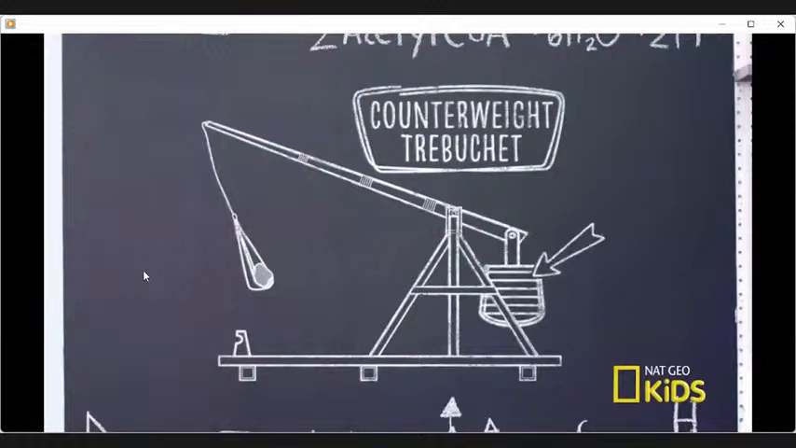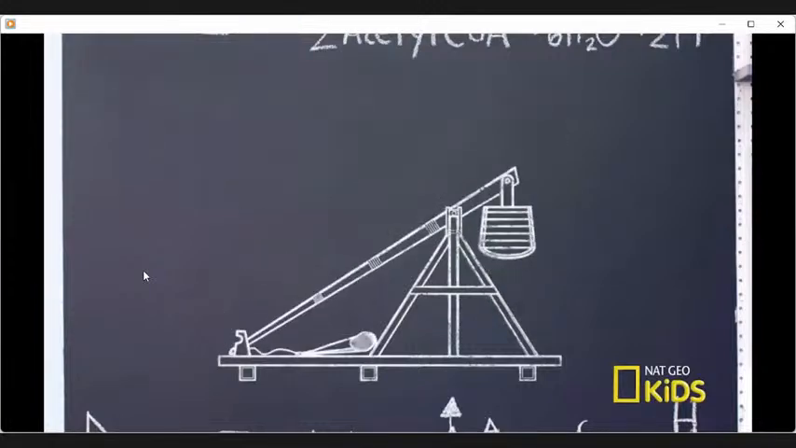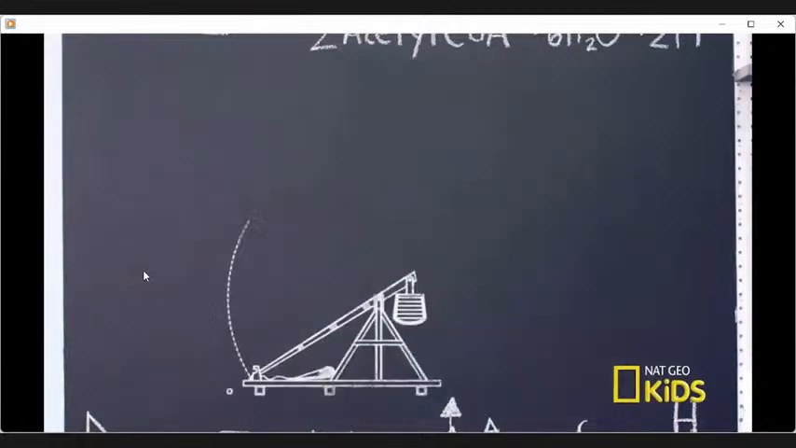So there were also counterweight trebuchets. You can see the arrow, so it is a counterweight. When there is no weight, the sling will be on the floor position like that, and it will be held by the pin. Now they will add more weight to that counterweight section. They will release the pin.